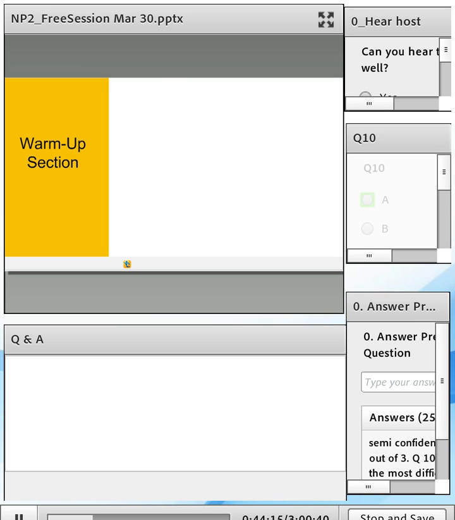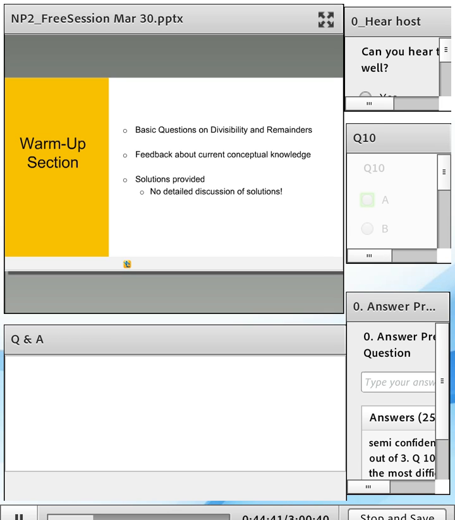So let's now get into the conceptual aspect of this session. This is a warm-up section in which I'll ask you some basic questions on divisibility and remainders. As you solve these questions, you will get feedback on your current conceptual knowledge, which means that you will know, okay, I know this concept well, I don't know this concept well. That way you can bridge the gaps identified in this session. I will not be teaching you these concepts in detail. I'll simply be telling you, this is the concept that you need to work on if you are not able to answer those questions.